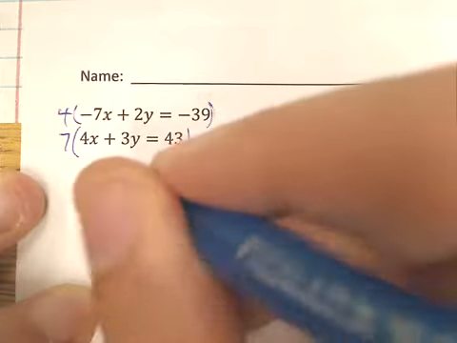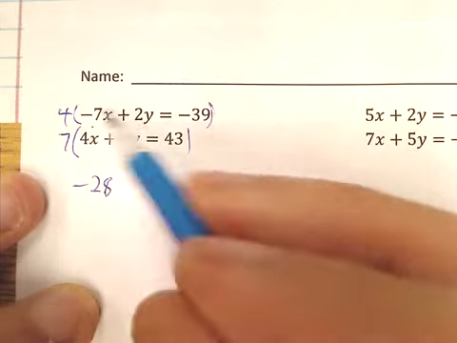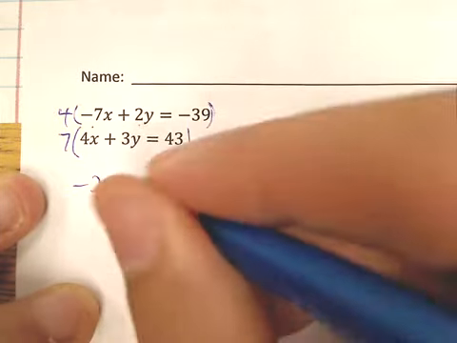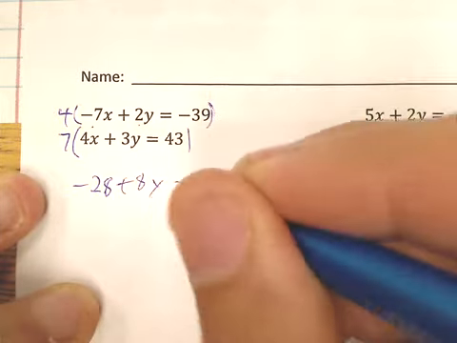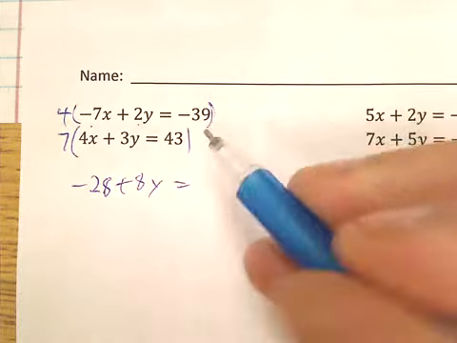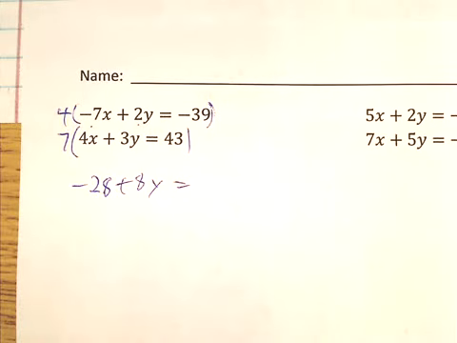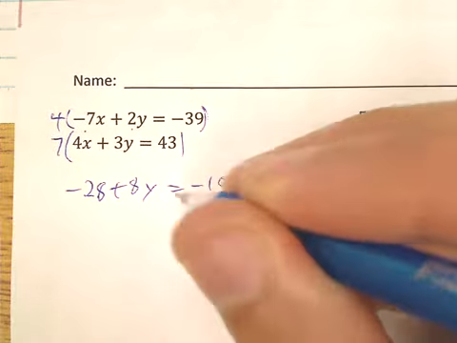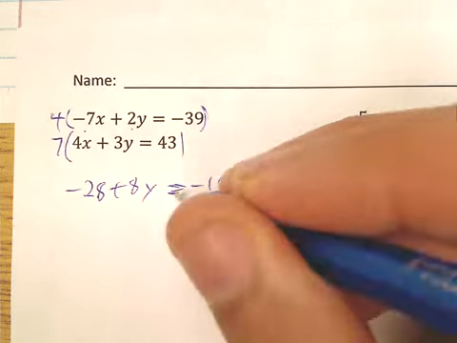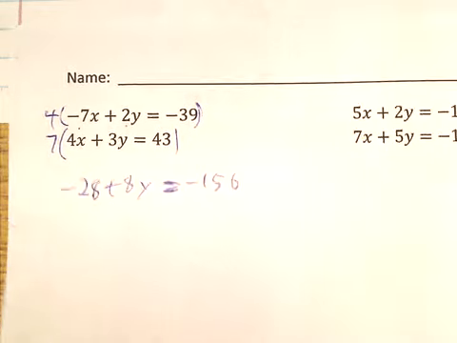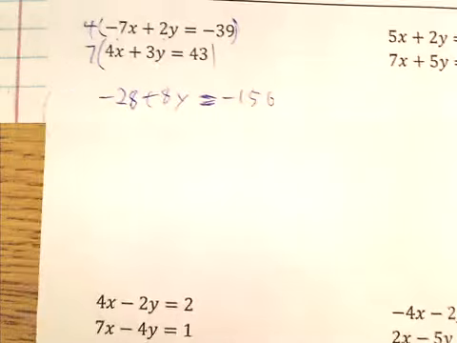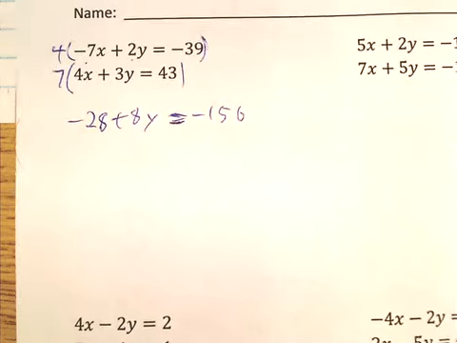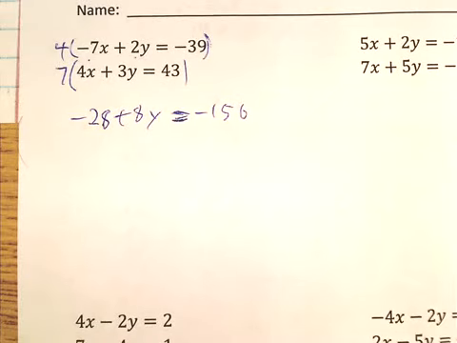So I get negative 28. 4 times 7 is 28. 4 times 2 is 8. 4 times negative 39, let me get my calculator out. 4 times 39 is 156, negative 156. Be really careful about negatives. You miss a little key one time and it'll screw you all up. Okay, so be really careful about those negatives. Get that in a good spot there.